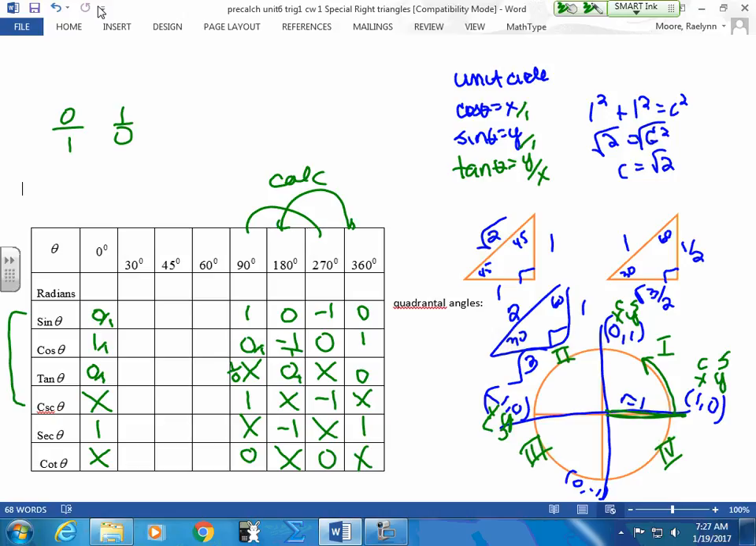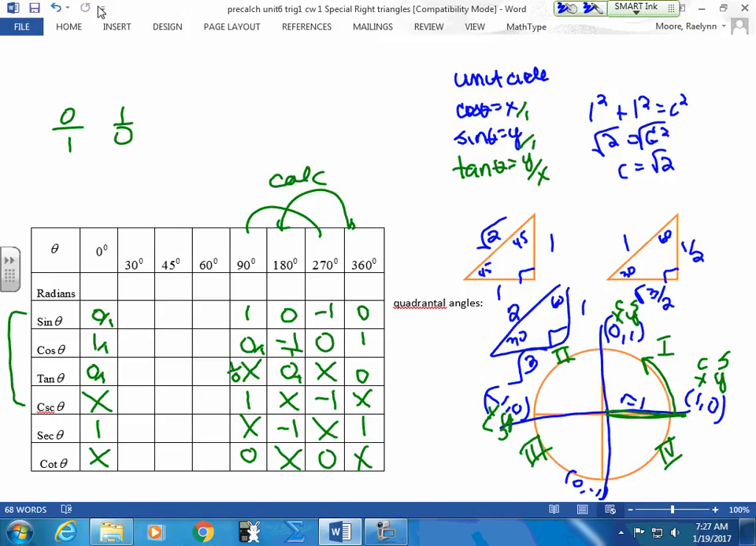So 30, we'll do 30, 60. We did the 30 yesterday, right? Yeah. And the 60? Did everybody understand those? Okay, so let's do them again. Bear with us if you get this, because this is the most important part of your whole trig.